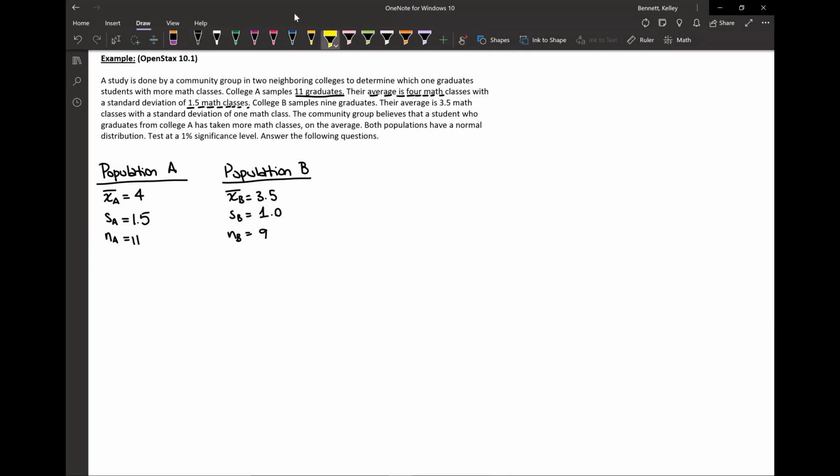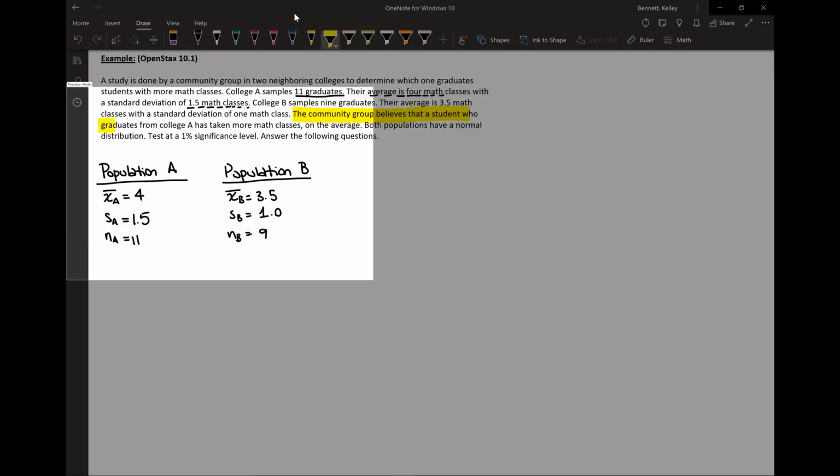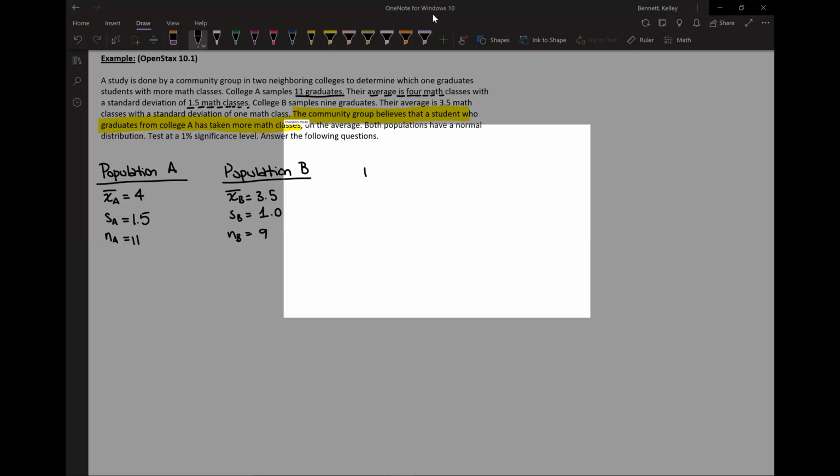Here's the kicker. Here's how we're going to set up our HA. The community group believes that a student who graduates from A has taken more math classes. We know that the null hypothesis is always set up like this: mu A equals mu B, or mu one, or whatever, that there's no difference. The null hypothesis is always that there's no difference. Then for the alternative, you want to test to see that A has taken more, so you're thinking that mu A is greater than mu B. This tells you that you have a right-tail test.